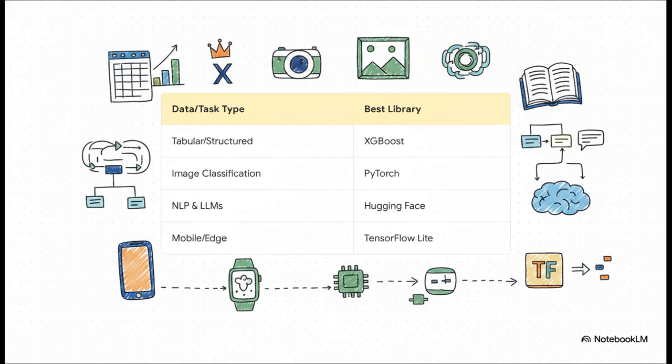Working on image classification, you absolutely want PyTorch. For text, natural language processing, or fine-tuning those huge language models we keep hearing about, Hugging Face Transformers is your best bet. And if you're trying to deploy a model directly to a smartphone or some other edge device, TensorFlow Lite is the industry standard. It's all about matching the specific tool to the specific task you're trying to accomplish.